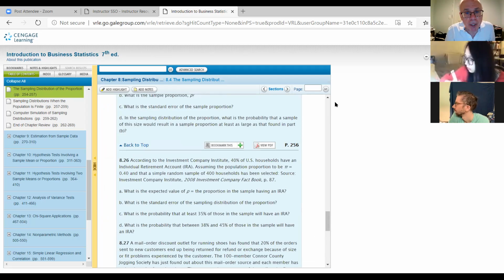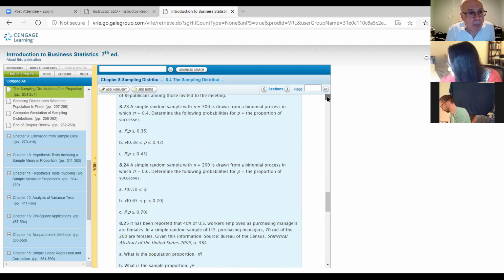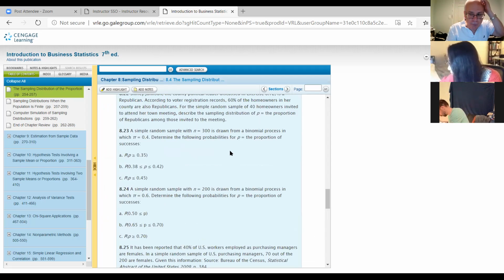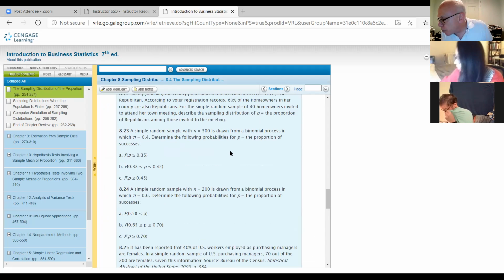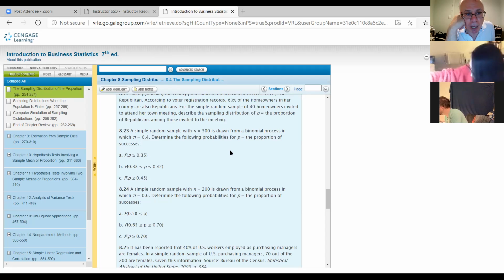Let's go to 8.23, on page 256, number 23. It says a simple random sample with n equal to 300 is drawn from a binomial process in which pi is equal to 0.4. Determine the following probabilities for p, the proportion of successes. Now remember, p is for a sample of size 300.